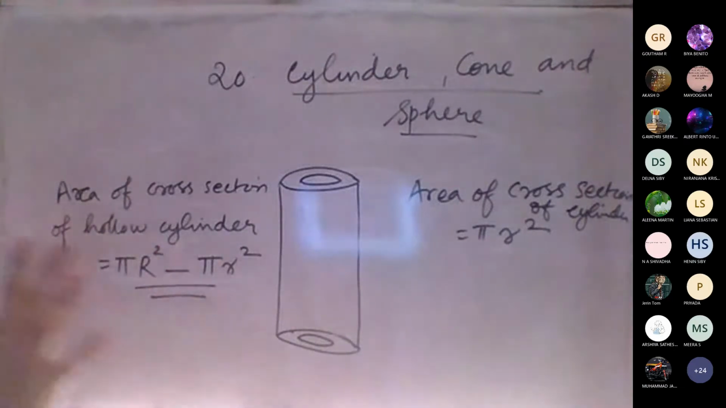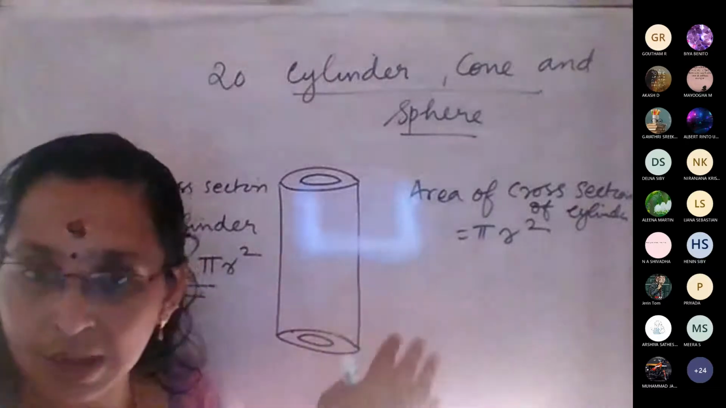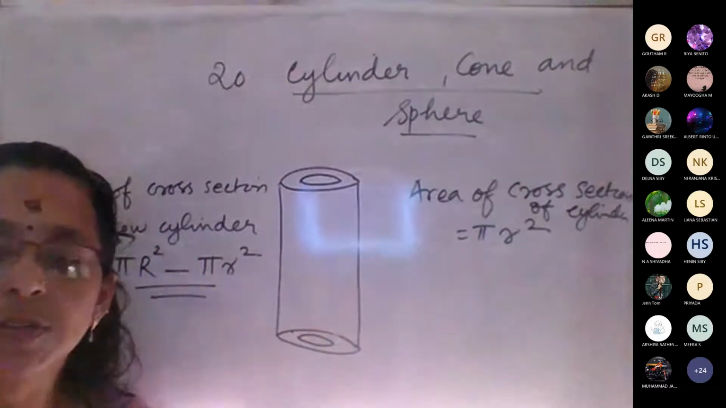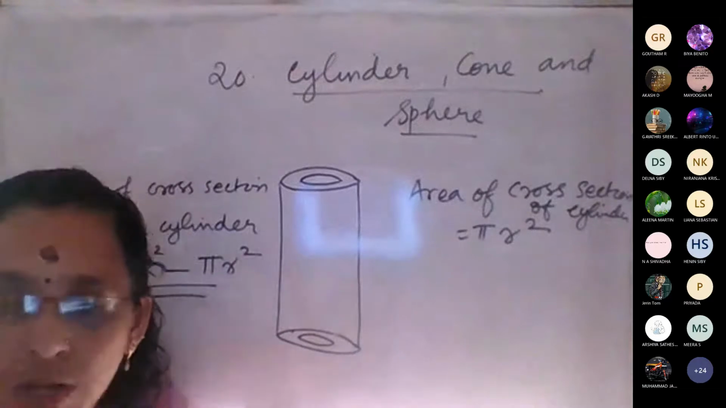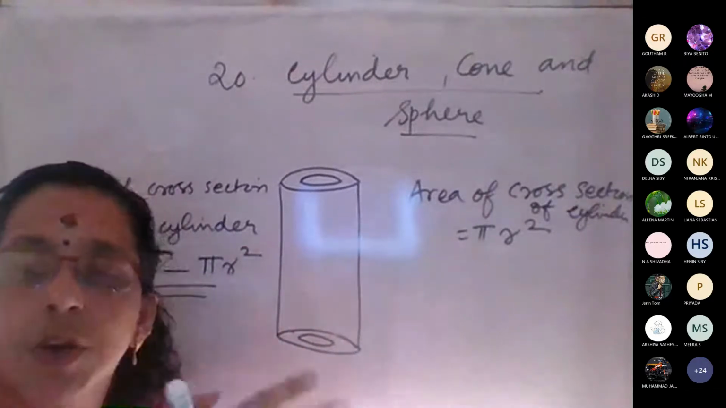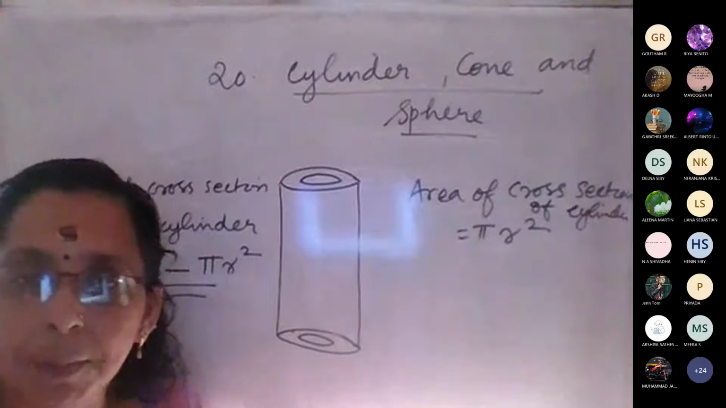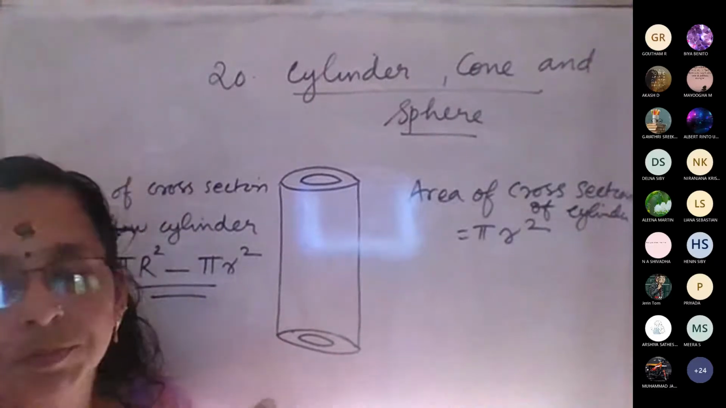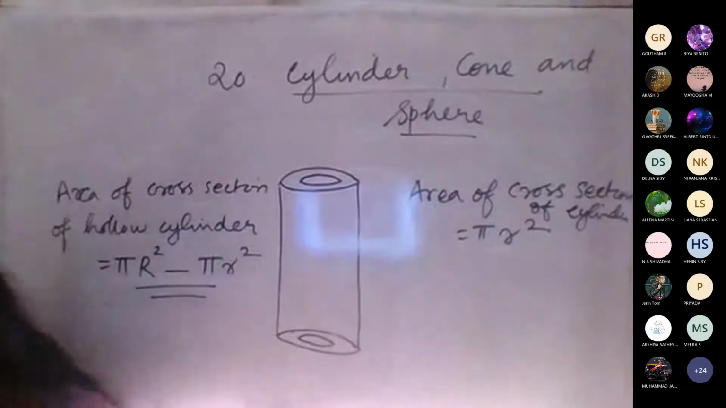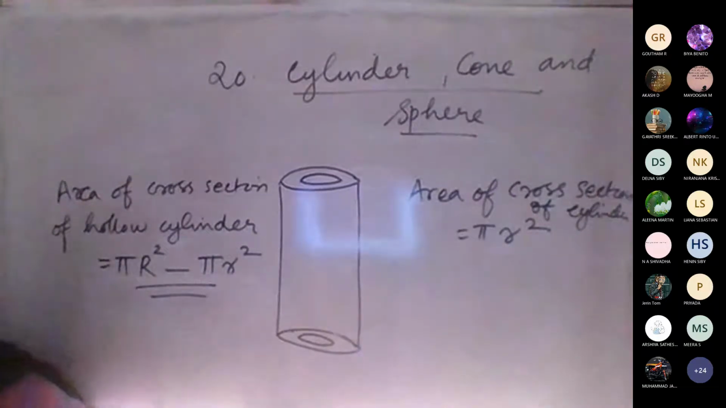We know the area of cross section of a cylinder is pi r square. Since we had two r's here, capital R and small r, the area of cross section of a hollow cylinder will be pi capital R square minus pi small r square. Compare with that. Is it clear? Need more explanation?